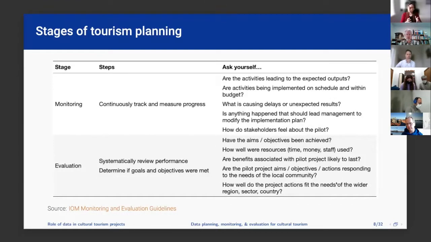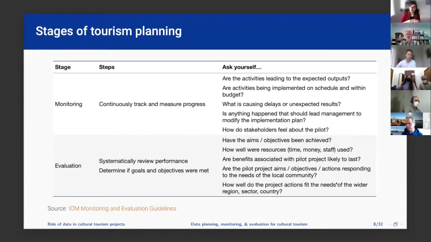I'll just briefly mention the monitoring and evaluation side. Like I said, we're not going to focus too much on that. We're going to focus on the rest of it. But what do we mean by monitoring and evaluation? When we talk about monitoring, that's the day-to-day operations. That's asking, are the activities leading to the expected outputs?